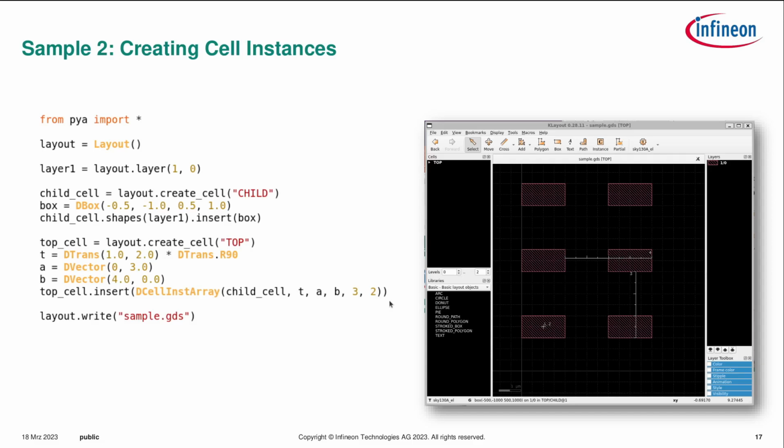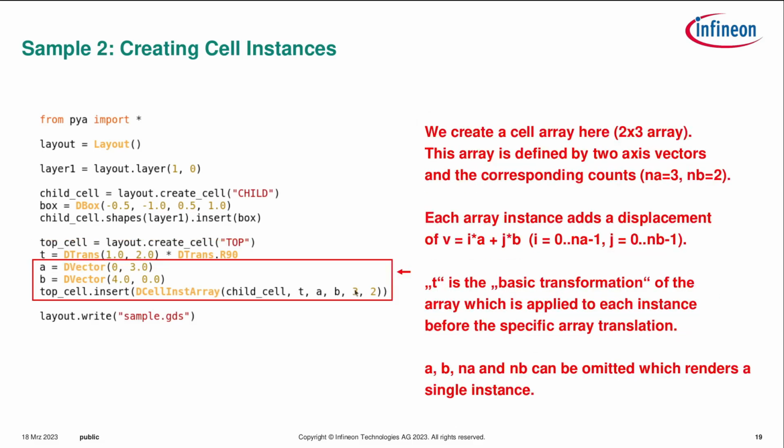And in addition, I will generate a vector or an array instance. And here you see how the arrays are built. This is the formation formula for the array. So I have two indices running from 0 to NA-1 and 0 to NB-1. And this is multiplied with the A and B vectors, and this gives me my displacement. And this generation function is essentially generating my array. And the object I'm using here is dCellInstArray. Actually, array is always used.